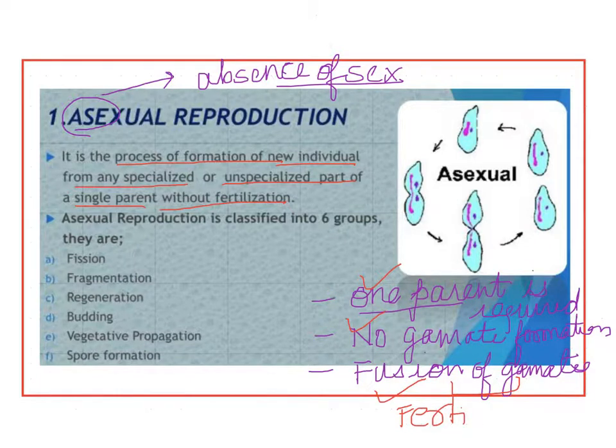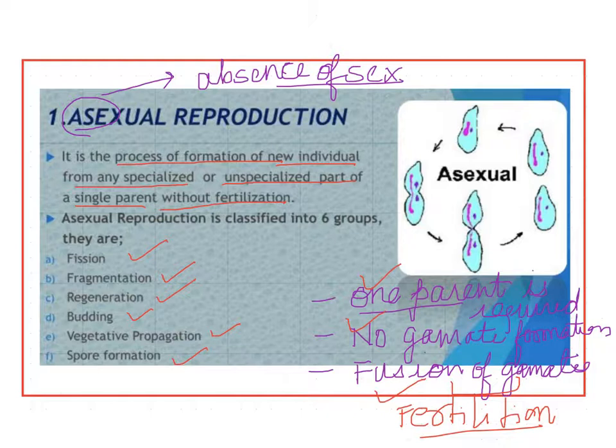The fusion of gametes is also called fertilization. Clear, everyone? Okay. So the asexual process can have different means by which it can occur: fission, fragmentation, regeneration, budding, vegetative propagation and spore formation.